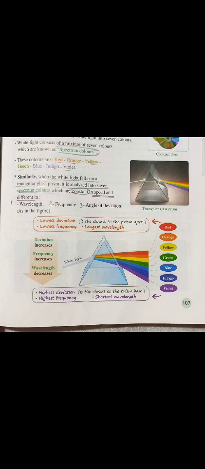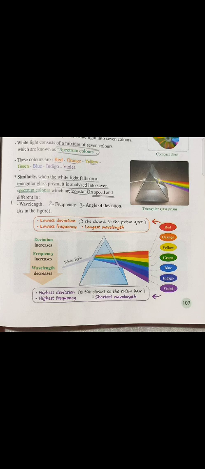You should know that the lowest deviation is for the light which is closest to the prism apex. So the red color has the lowest deviation, the lowest frequency, and the longest wavelength. Again, the red color has the lowest deviation, lowest frequency, and the longest wavelength. In the opposite, the violet color has the highest deviation, highest frequency, and shortest wavelength.